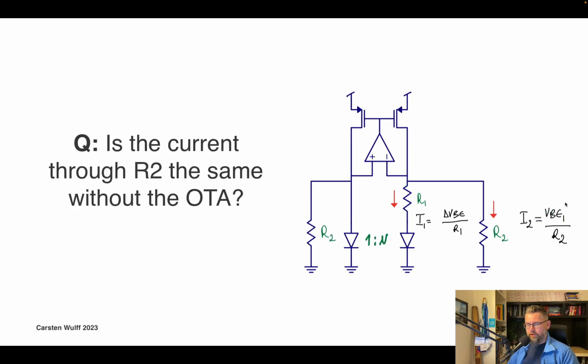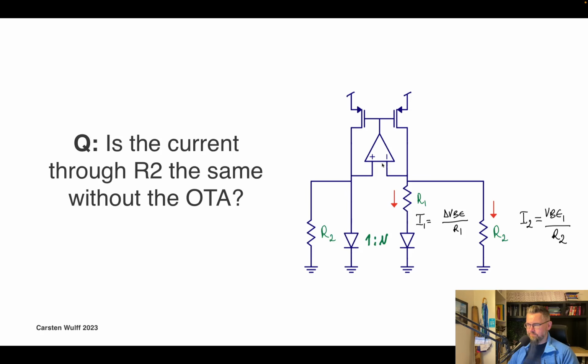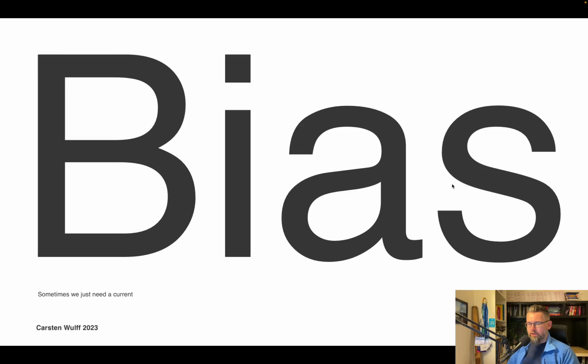So I want you to try and convince yourself that in this circuit, that is exactly what happens if you scale the resistors right. Oh, one note: is the current through R2 the same without the OTA? I should point out, I mean this OTA, not this one. That's the same. But the unity gain buffer, the OTA used as a unity gain buffer, that's gone. Okay. We'll go through more details in the lectures, and I want you to ask questions.